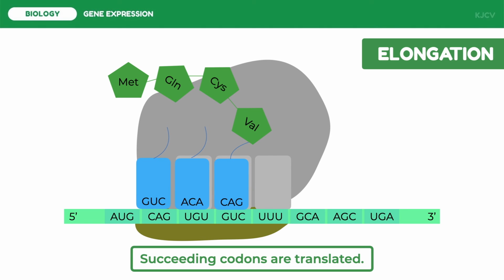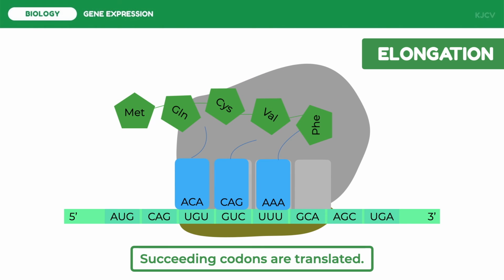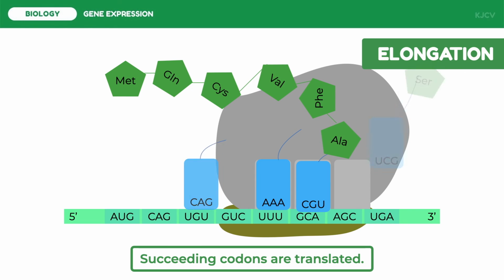The tRNA with anticodon AAA will bring the amino acid phenylalanine. The tRNA with anticodon CGU will bring the amino acid alanine. The tRNA with anticodon UCG will bring the amino acid serine.